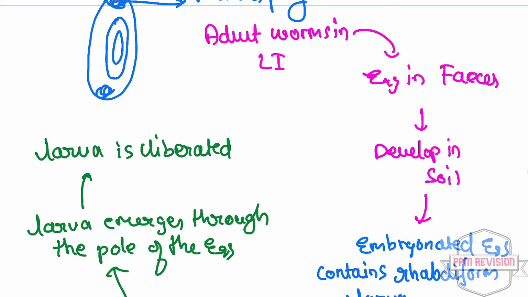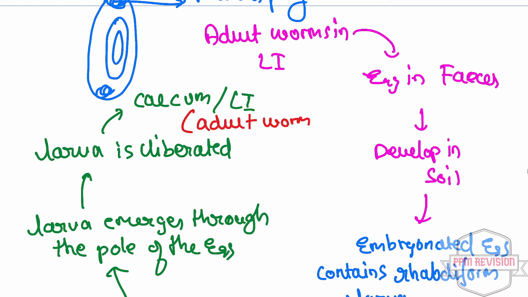The larva is passed on to the cecum, as well as the parts of the large intestine. There it develops into an adult worm. So then the cycle continues.